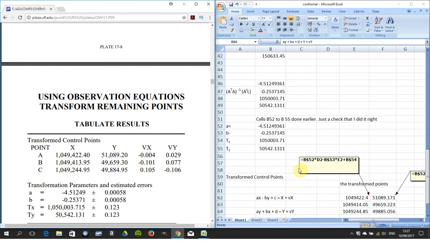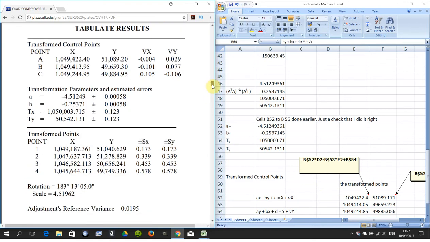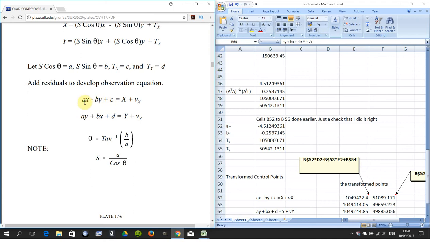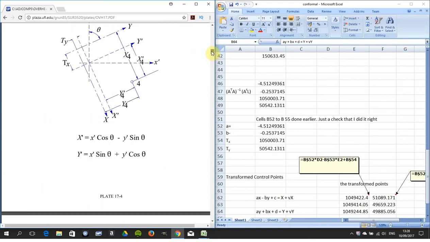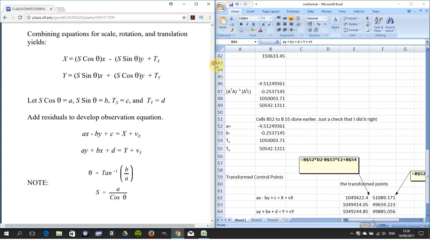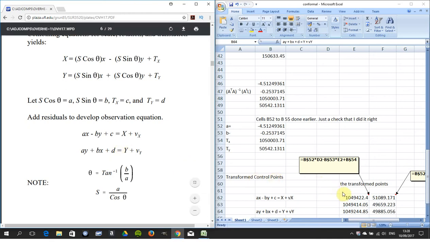I have the formula there. So just to explain how we did that. So there we have it. So we want to say, sorry for jumping now. There, AX minus BY plus C is that. Where A and B are the scaling and the rotation, and C is the translation in X. And D is the translation in Y. So just look at that formula there. B52, so that's the A, by D2.